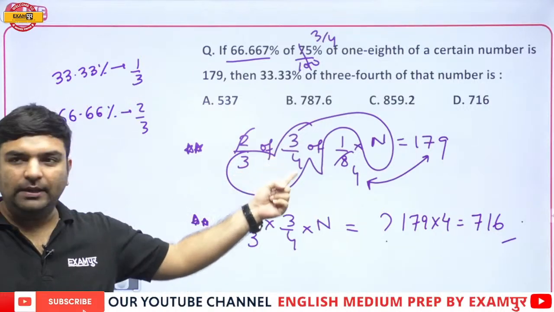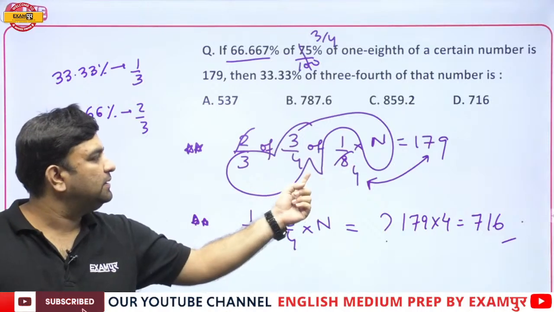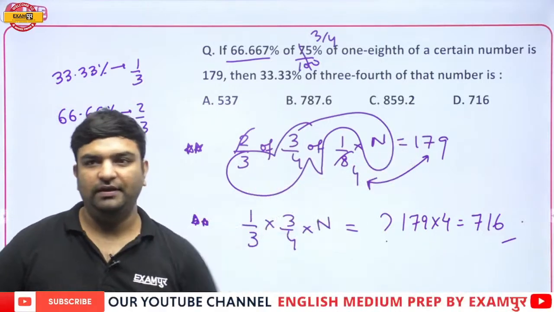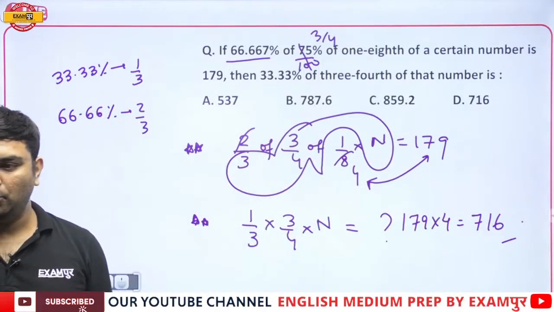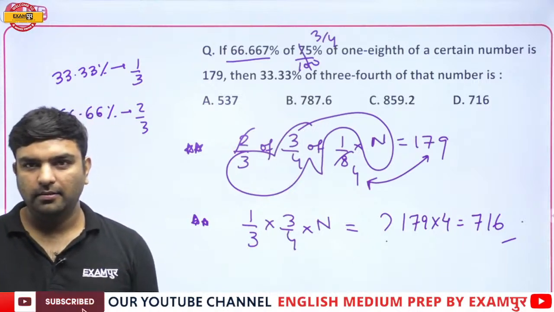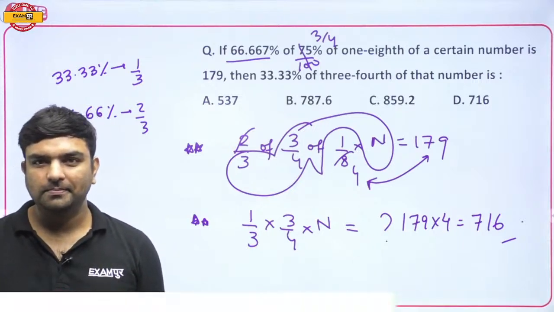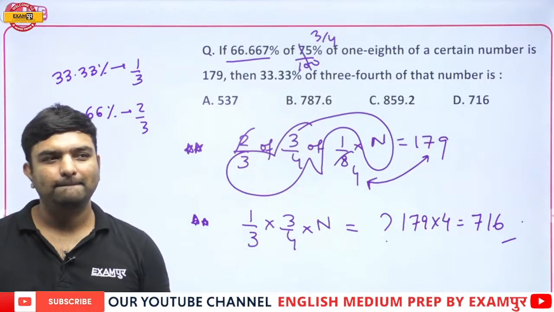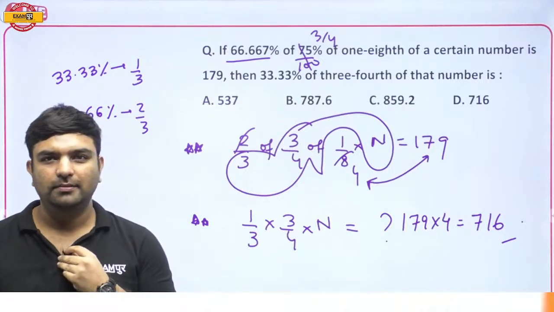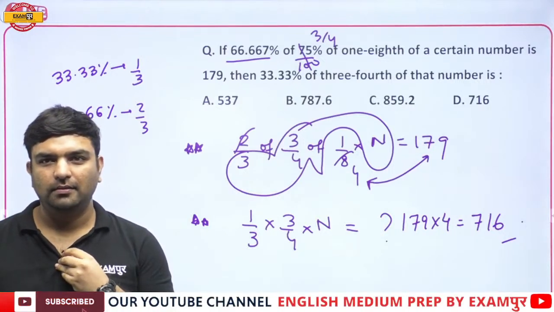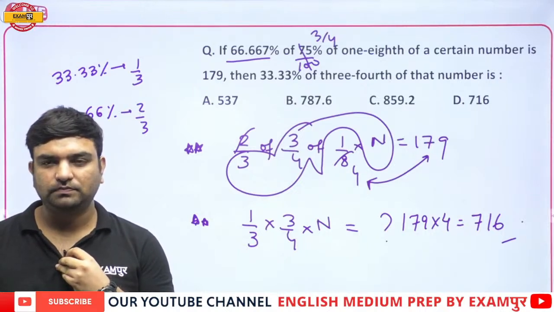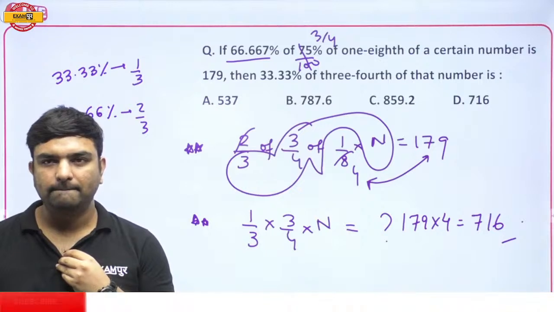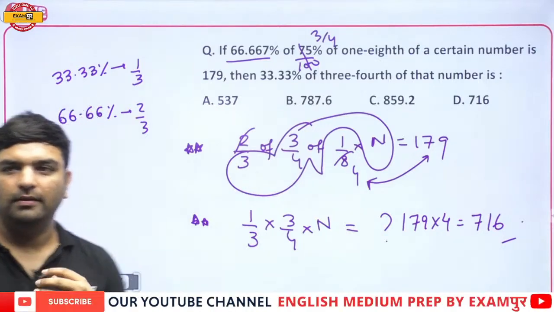1 by 3 of 3 by 4 of a certain number is, just simplify it, 179 into 4. Clear? Okay, let's move on.